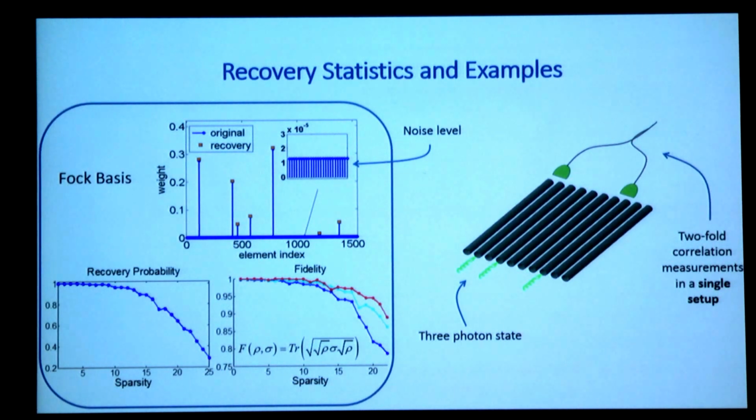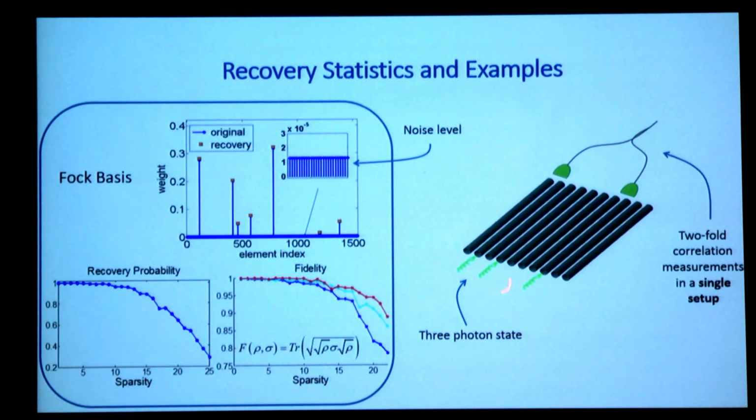So I remind you the setup. We have a 3-photon state that we want to recover. We inject it to an array of coupled waveguides, and we take only 2-fold correlation measurements in a single setup. These are numerical results, where you can see an example of a recovery. Here you have an original state with 7 non-zero eigenvalues, and you can see that it is recovered very well. You can't see the difference between the original and the recovery.